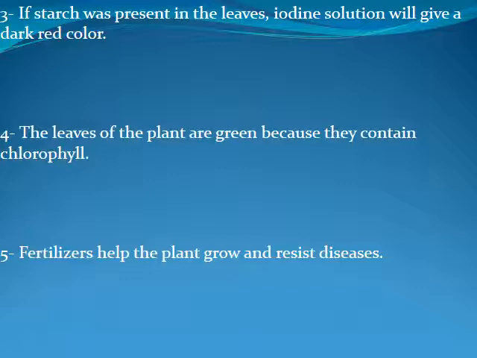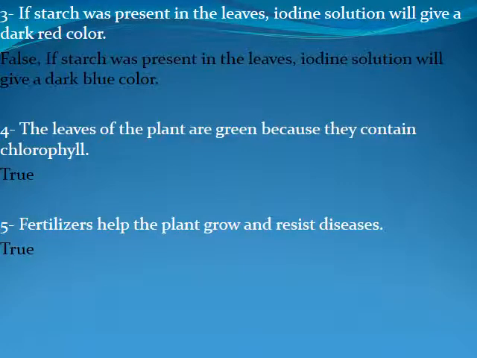Excellent. Moving to 4. Philippe, the leaves of the plant are green because they contain chlorophyll. True. 5. Jad, fertilizers help the plant grow and resist diseases, fight diseases. Yes, this is true. So 3. If starch was present, iodine solution will give a dark blue color. 4. The leaves of the plant are green because they contain the green pigment, which is called chlorophyll. Fertilizers help the plant grow and resist diseases, meaning that they fight the diseases, and this is true.